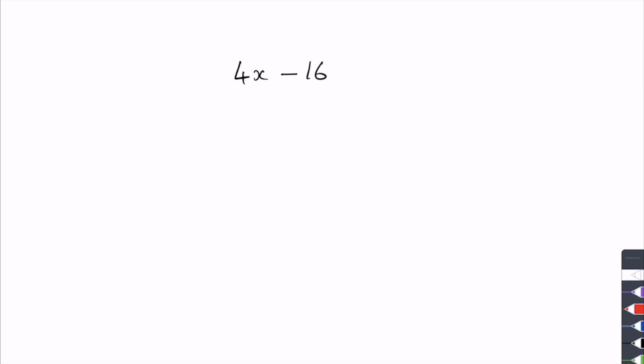We're going to look at factorising expressions today. And for this first one, we have 4x minus 16. What we're looking for is a common factor that goes into 4x and 16. Looking at the numbers, we can see that 4 goes into 4 and 4 goes into 16. So we're going to place a 4 outside a set of brackets.